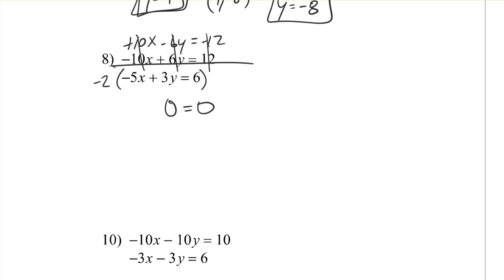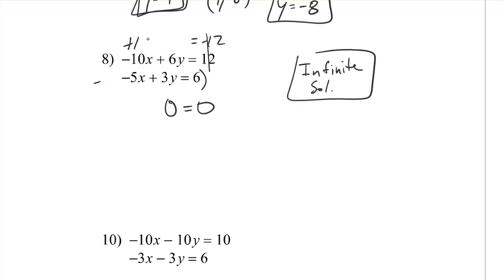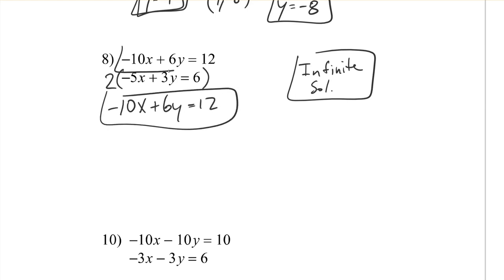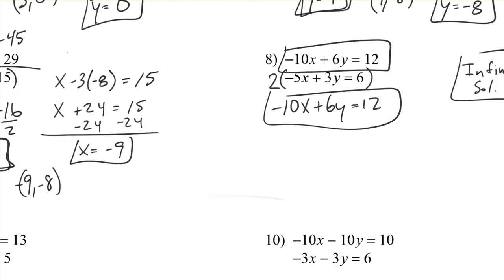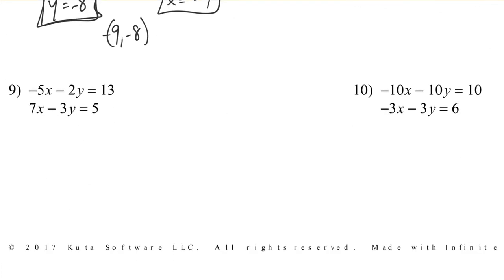If we get something that makes sense, what's our answer? We must be talking about the same equation. Let me show you this a different way. So if we have the same equation, then we have infinite solutions. And let me prove to you that this is the same equation. If we were to multiply this bottom equation by 2, what would we get? We get negative 10x plus 6y equals 12. Isn't that the same as what we have up top? So it's the same equation twice. Infinite solutions.